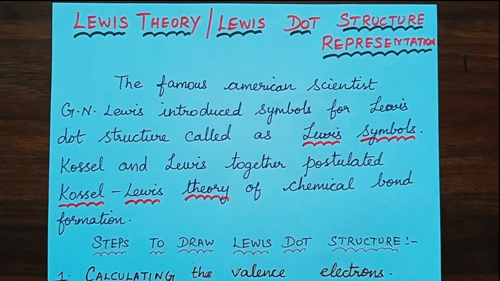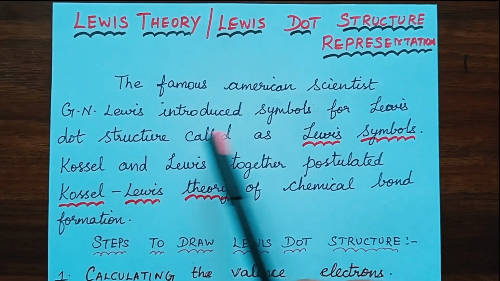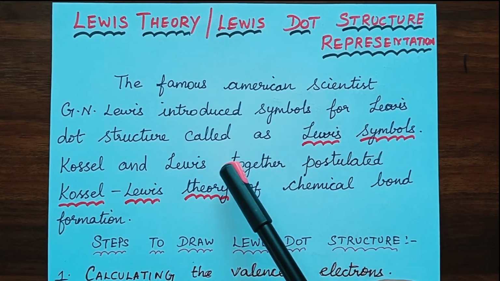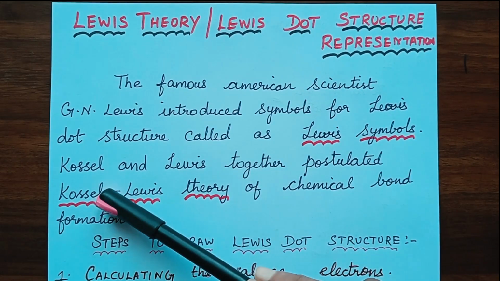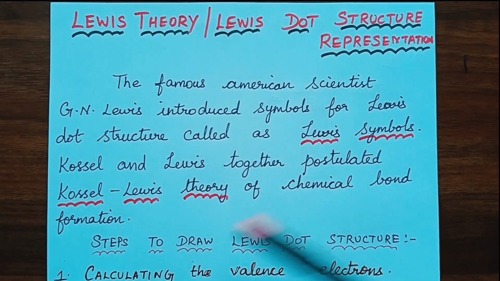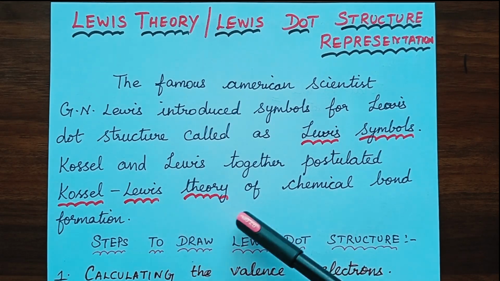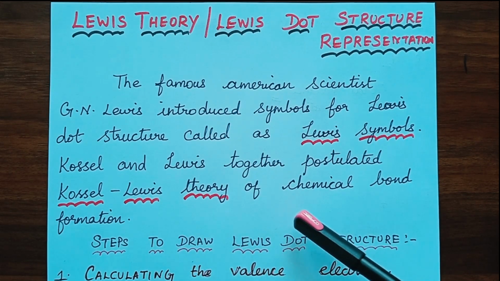Today's topic is Lewis theory or Lewis dot structure representation. Let us see some details about the Lewis theory. The famous American scientist G.N. Lewis introduced symbols for Lewis dot structure and they are called Lewis symbols. Another scientist, Kossel, and Lewis together postulated the Kossel-Lewis theory of chemical bond formation.